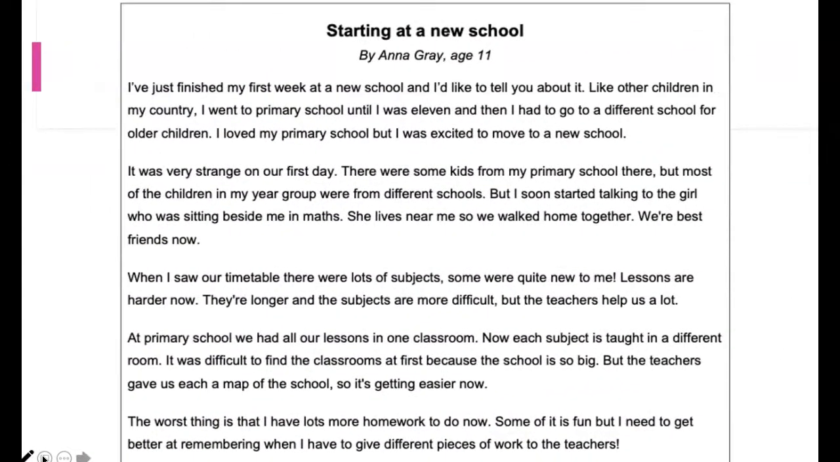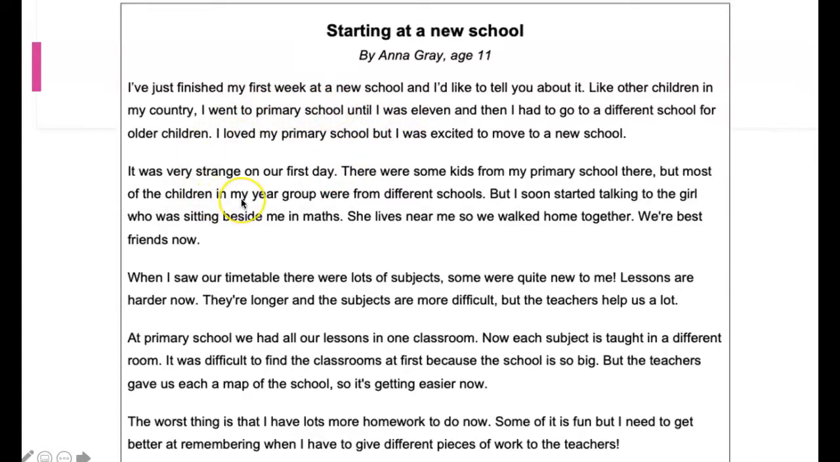Now, teachers, here is the model. As you can see, this is a narration by Anna Gray, who is 11 years old. This is just an example, okay? Look at the way that she is beginning to tell her story. I've just finished my first week at a new school, okay? She uses 3 lines. Then the second paragraph. It was very strange on our first day. Okay, so first she's talking about her first week at school.